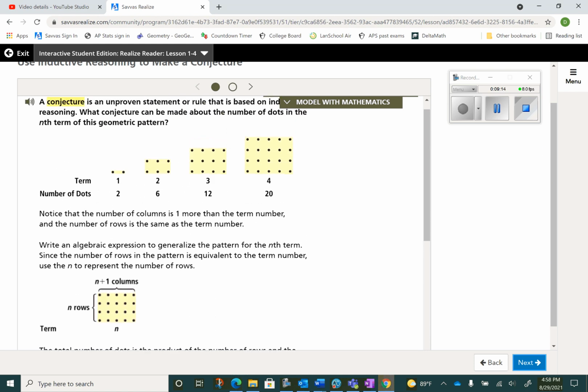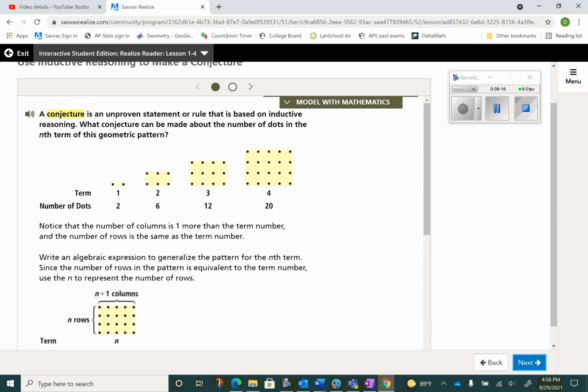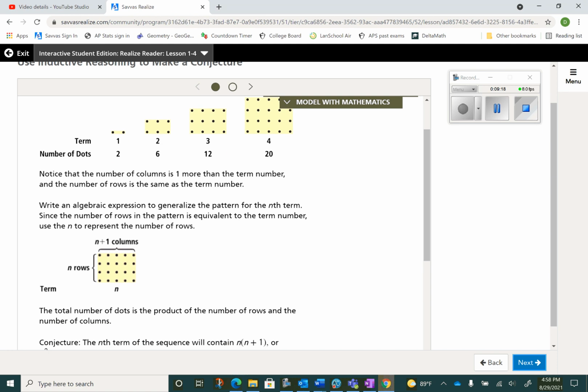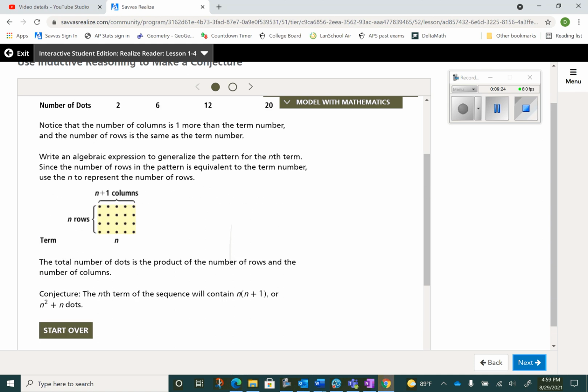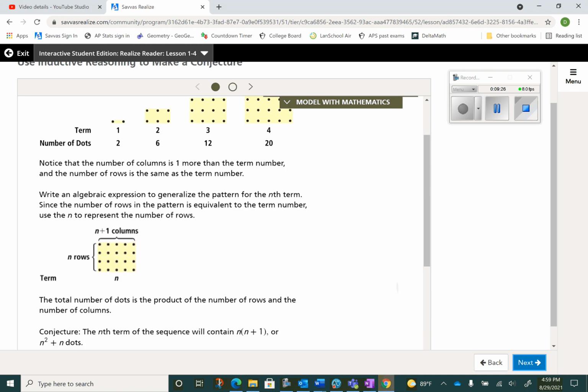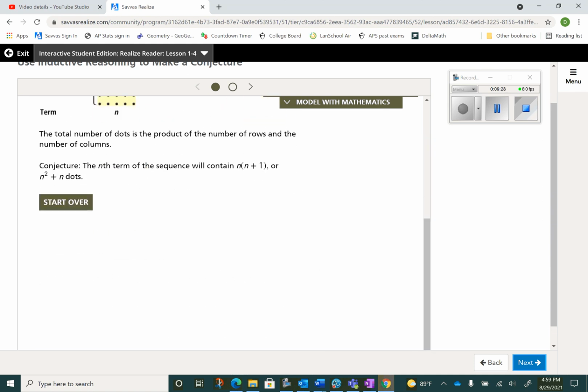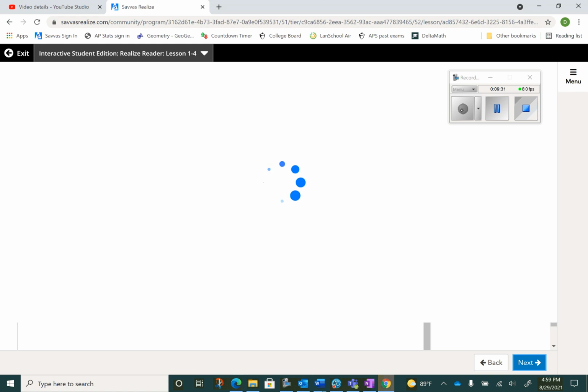Okay, now if we put that to the test here with the fourth, if we put 4 in place of n, 4 squared will give us 16, 16 plus 4, 20 dots. So our formula is descriptive.